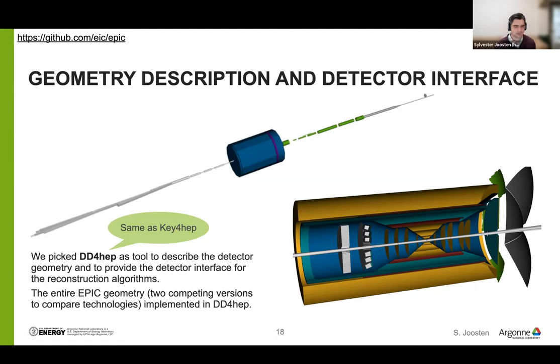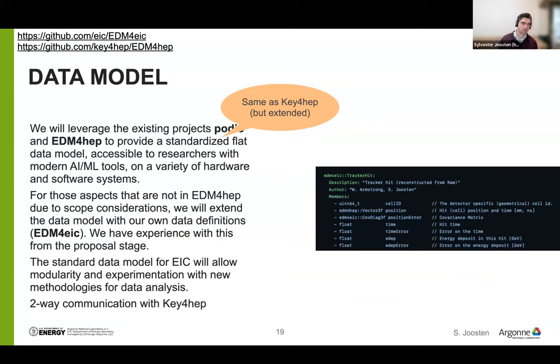So it is nice to look at where we are really paralleling things that are happening in the HEP community and where maybe we're diverging and why we would be diverging. About the data model, we decided to leverage the existing Pod.io and EDM4Hep projects to provide a standardized flat data model available to researchers, which can be accessed with modern AI/ML tools due to the way that we're structuring the data on a variety of hardware and software systems.